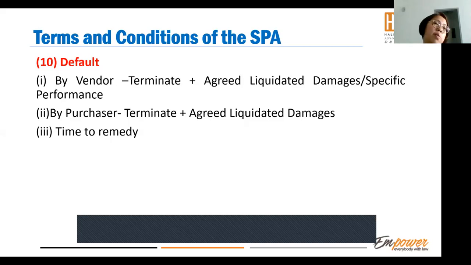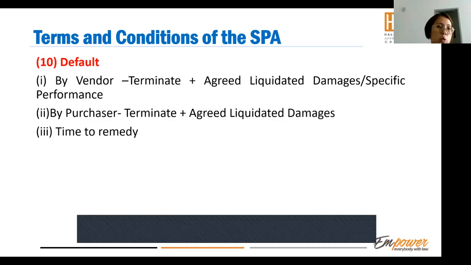Or if the purchaser wants to seek specific performance, meaning the purchaser is of the view that money is not sufficient, okay, I want you to perform or complete this transaction, because I know you can do it and you willingly terminated it, then the purchaser will have an option to apply or to seek specific performance from the court.